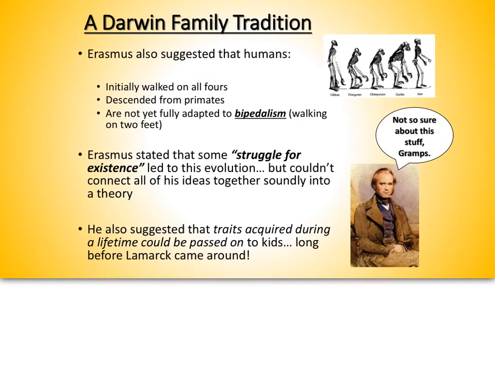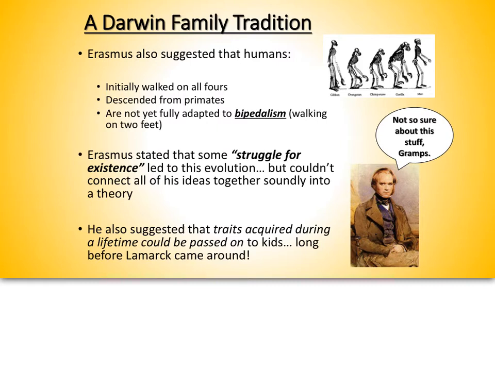Now, Erasmus in his book also suggested some other crazy stuff. The first one is that humans initially walked on all four, hands and feet. We still don't know if that's totally accurate either, but it seems to kind of make sense when you look at all the other four-legged creatures around us that use all four of their limbs to walk with. He also suggested that we descended from primates, which we probably know is sort of true today. It doesn't mean that a chimpanzee woke up one morning and was a human, but we probably are very closely related to them. We know now based on genetics, and so that probably is sort of true.